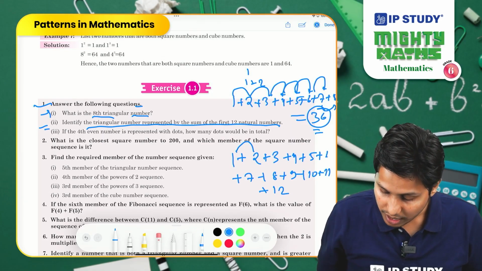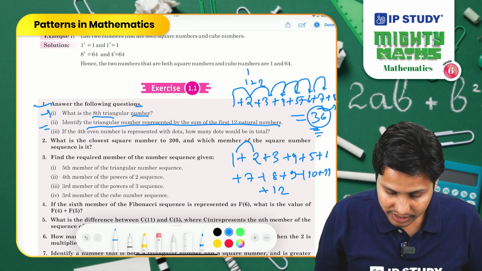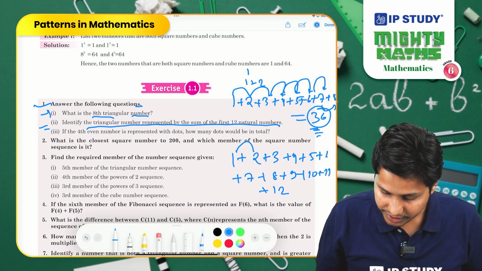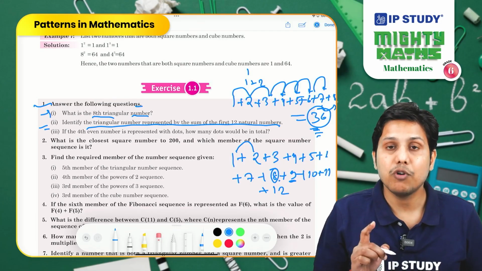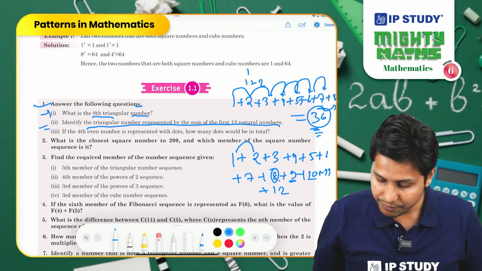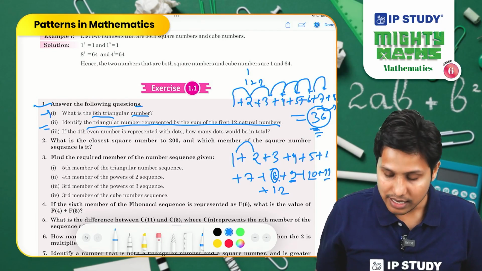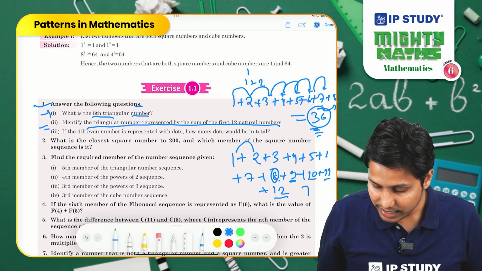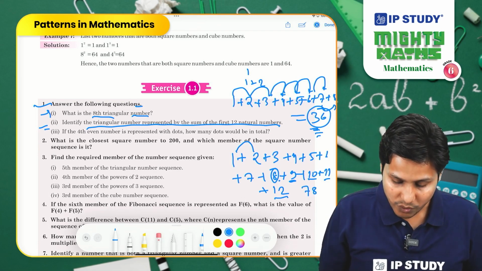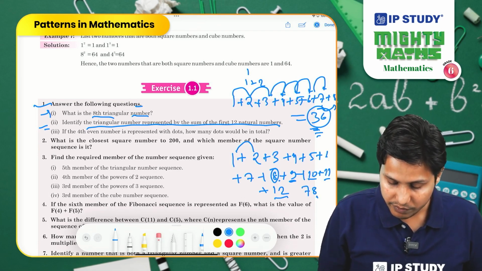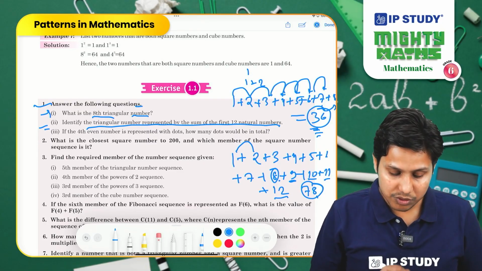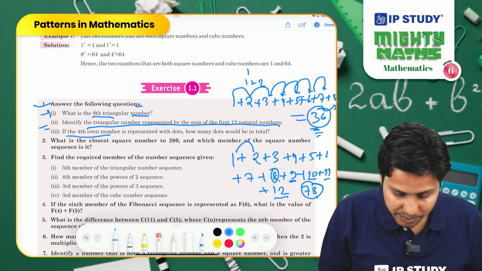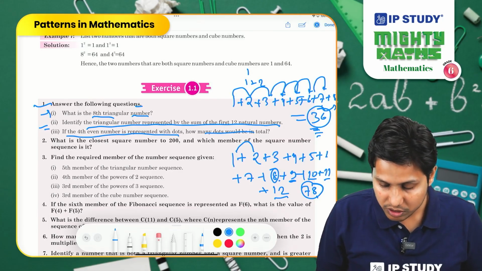1 plus 2 up to 8 we have already found out that this is 36. So here we'll have 36, and then 36 plus 9 is 45, then 55, and then 66, and then we have 78. So the 12th member, which is the sum of the first 12 numbers, will be 78. Clear students? Now if the 4th even number is represented with dots, how many dots will be in total?